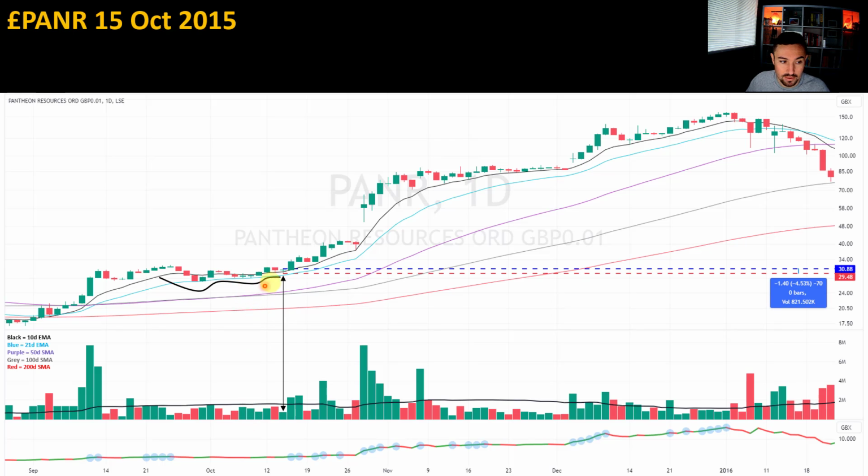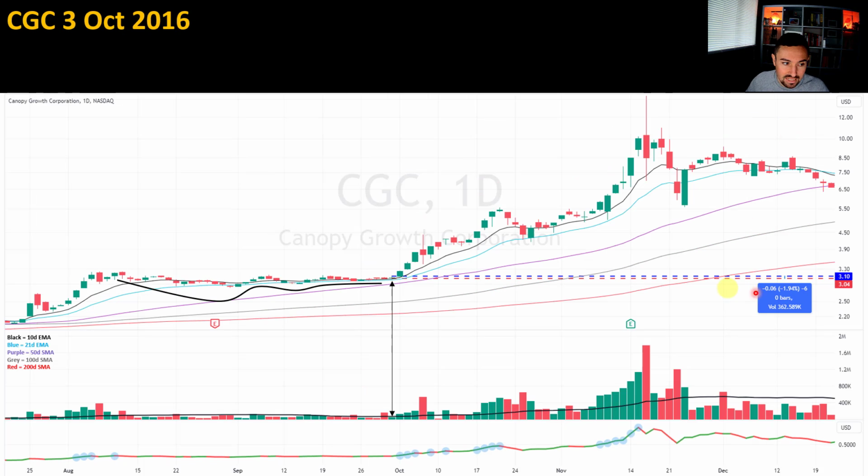Look how the volume dries up, and then you get this tight bar. It's nearly an inside bar, so tight bar sitting on the 10-day EMA. Look how the volume dries up before the stock starts coming out of the base. And then what moving averages is the stock respecting? This all feeds into the trade management side of things. Canopy Growth, I'll show you how to scan after this one.